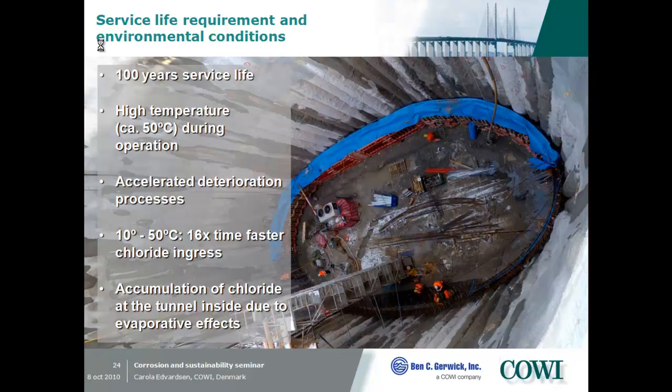Due to this high temperature, we have an accelerated deterioration. There's a rule of thumb. If the temperature increases by 10 degrees, the deterioration, or each chemical process, will be twice as fast. In this case, we have a temperature about 50 degrees here. Normally, we have 10 degrees in the bored tunnel, in the earth, for the concrete. In that case, we have, due to this 4 times higher temperature, 6 times faster chloride ingress, which is very fast. In addition, we will have an accumulation of chlorides at the inside of the tunnel.